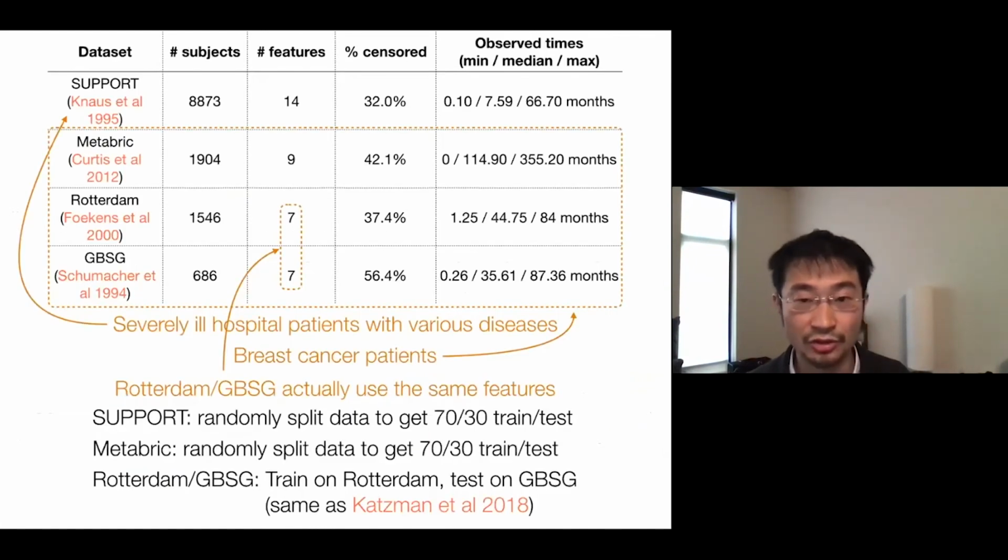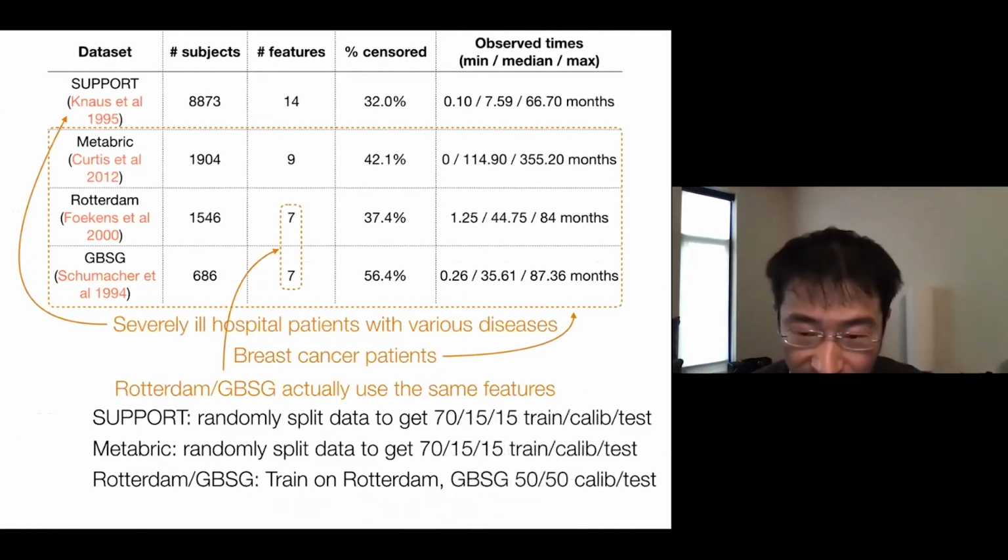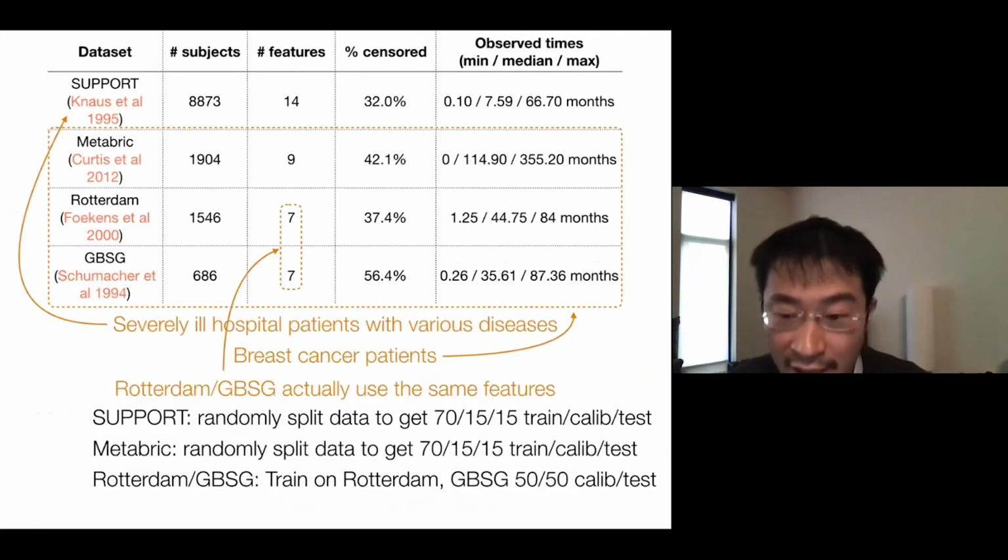Okay, so going back to the data sets, basically now I'm going to slightly change up things. So if you look at the bottom of the screen, instead of 70-30 train tests, I'm going to do 70-15-15 train calibration test for SUPPORT and METABRIC. And then for Rotterdam GBSG, I'll still train on Rotterdam.